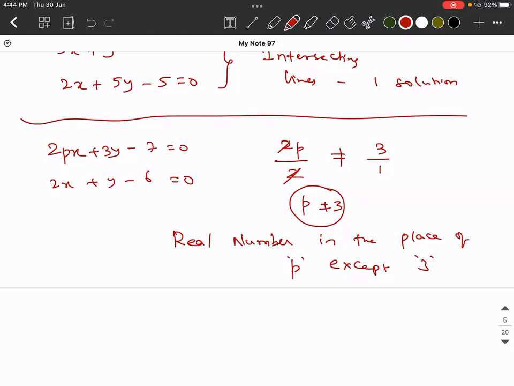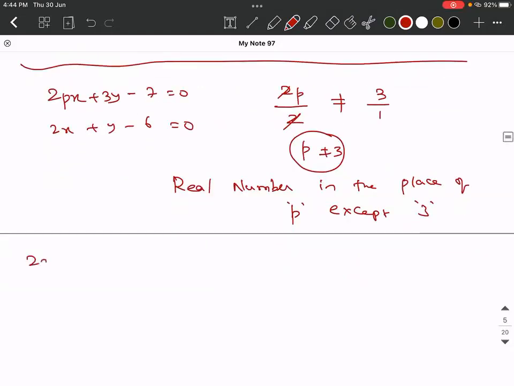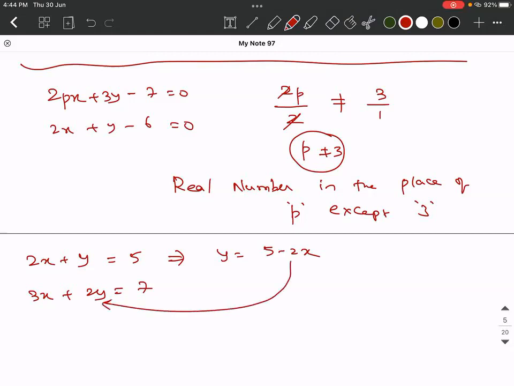So next is the substitution method. So why do you call it a substitution method? You substitute the expression for one variable in terms of another. So how to solve this? Suppose I have 2x plus y is equal to 5 and 3x plus 2y is equal to 7. Then what I'll do is from 1, I will say y is equal to 5 minus 2x. I will take this variable and substitute it here.